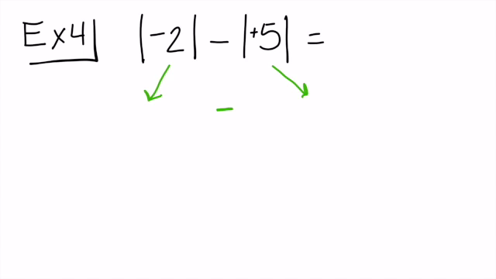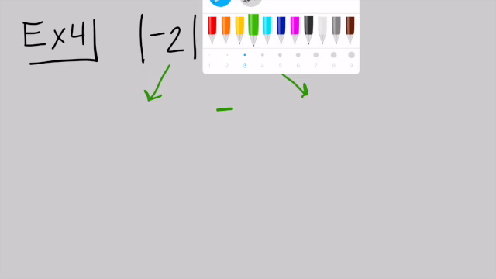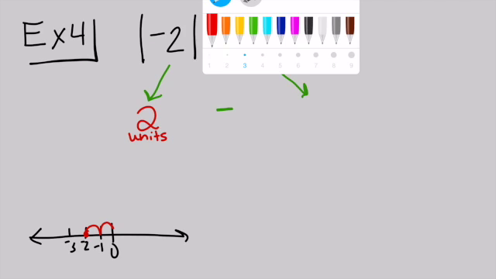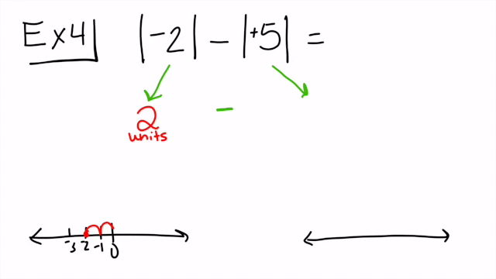So the absolute value of negative 2, let's do that part first. Here's 0, negative 1, negative 2, negative 3. Negative 2 is right here, and it is 2 jumps away. So 2 units, 2 jumps away. And then the absolute value of positive 5. Here's my 0, 1, 2, 3, 4, 5, 6. Positive 5 is here. It is 1, 2, 3, 4, 5 jumps away, or 5 units away.